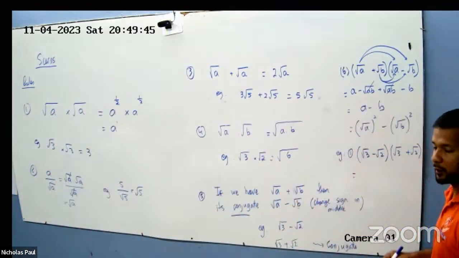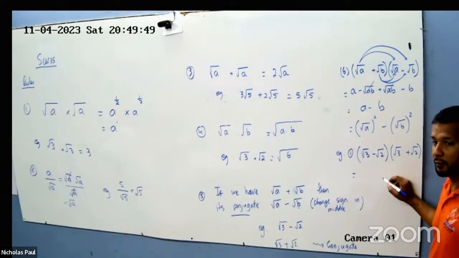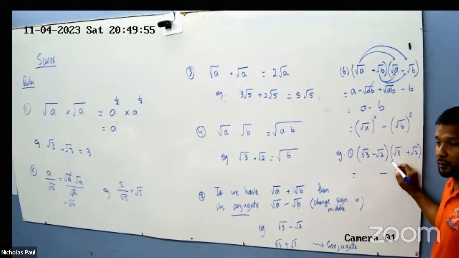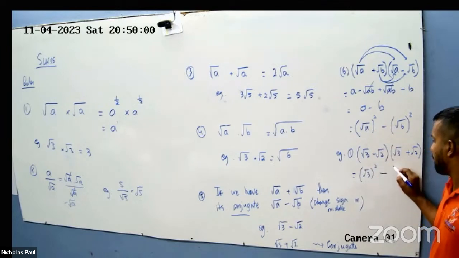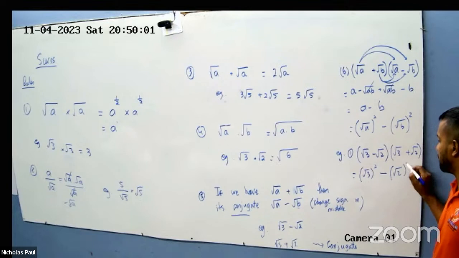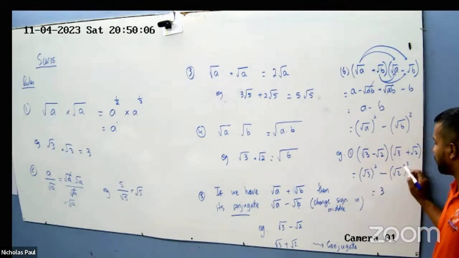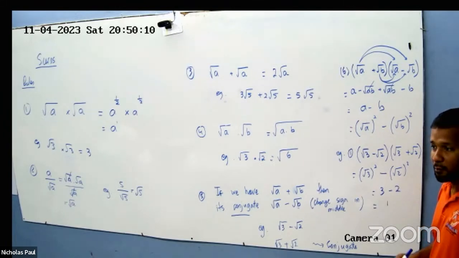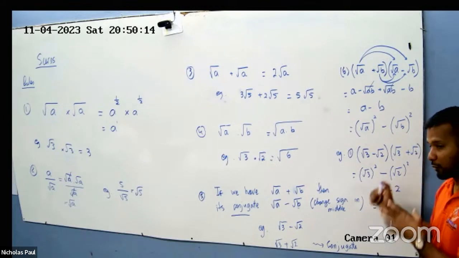So what's the answer? Root 3 by root 3 is what? So it's root 3 squared minus root 2 squared. Root 3 squared is 3, root 2 squared is 2, so the answer is 1. Okay? But learn to use this version, because I will show you why.